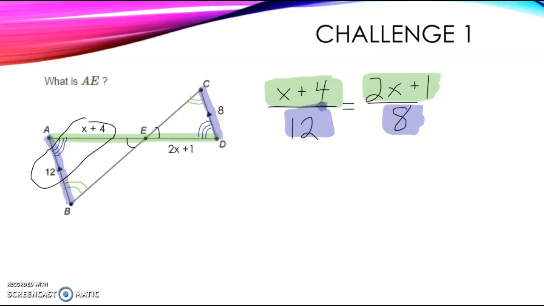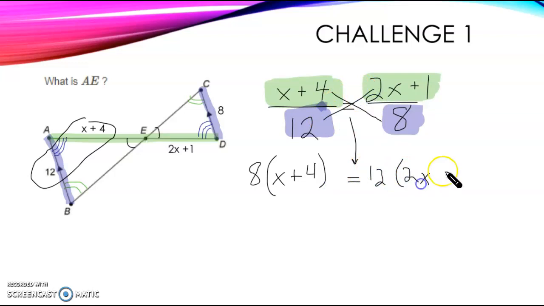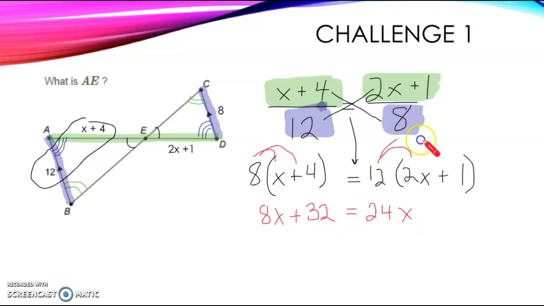So I'll go ahead and solve now. We're going to do some cross multiplication to get rid of our fractions. I'm going to bring this equal sign down. I'm going to multiply 8 times x plus 4 on one side, and then I'm going to multiply 12 times 2x plus 1 on the other. Let's do some distribution here. We get 8 times x is 8x, and 8 times 4 is going to be 32. 12 times 2x is going to be 24x, and 12 times 1 is 12.